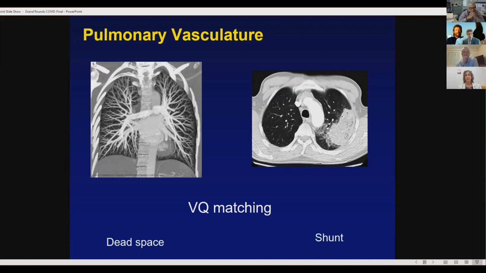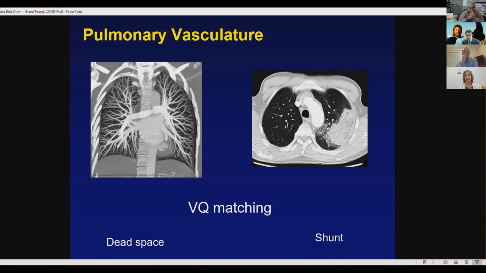When this falls apart, we end up with hypoxia, and that can be either from dead space ventilation, so ventilating an area that's not perfused, or shunt, perfusing an area that's not ventilated. So if you start sending blood to this region, you will develop a physiologic shunt.